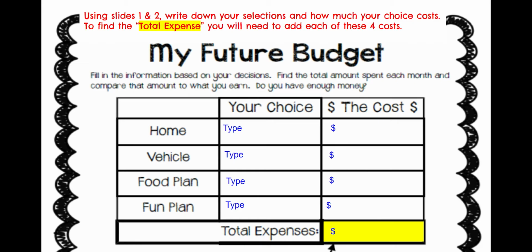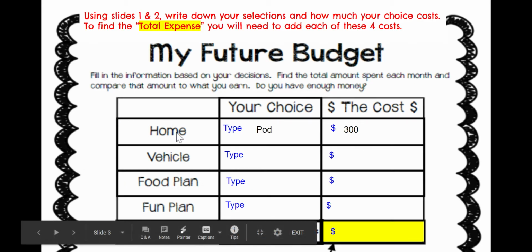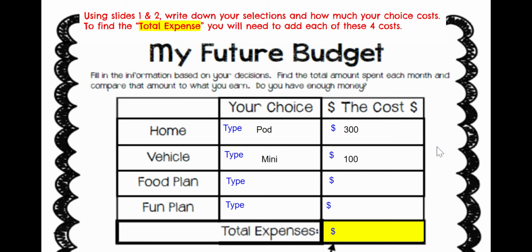And we're going to take that information that we just picked on the last set of pages, and we're going to transfer it over onto our budget. Okay, so you're going to want to look at those selections you made and copy them down on here. For the home, I picked the pod, and it said the pod was $300. For the vehicle, I picked the Mini, and the Mini was $100. For my food plan, I went for the top choice, the Tasty food plan. That was $100. And for my fun plan, I decided to pick the weekly. So once a week, I'd get to have fun, and that was for $50.